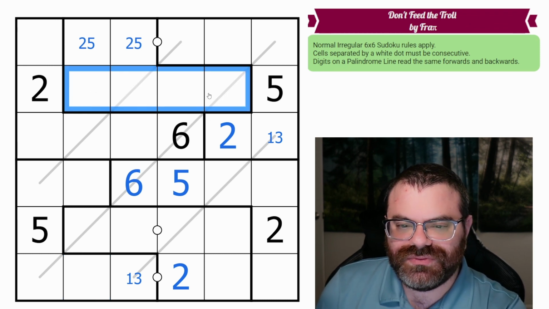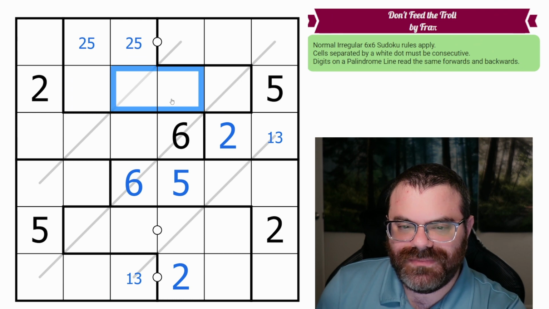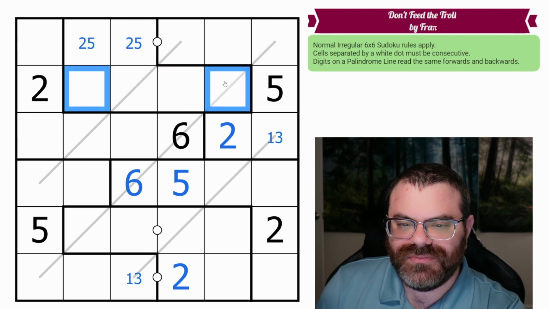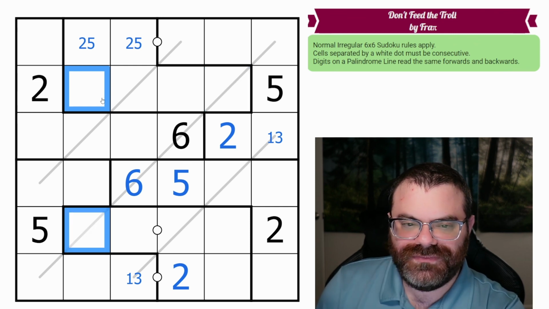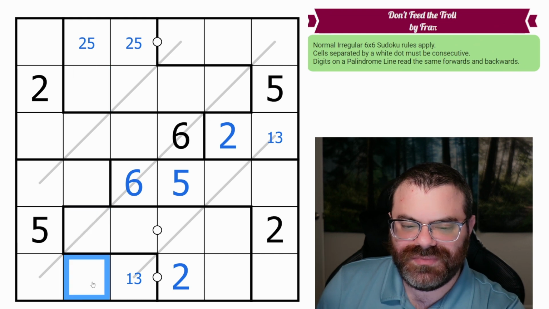So in this row, we need a 6, right? So it can't be in these 2. So it's here or here. But because this is a palindrome, we can translate this to here and say there's a 6 here or here. Well, if the 6 needs to be in one of these 2, it can't be here.